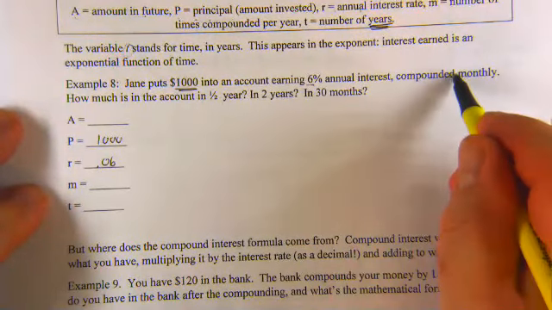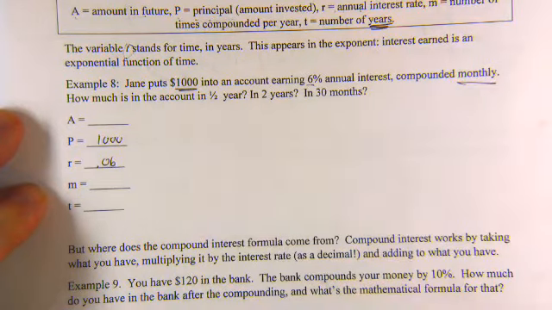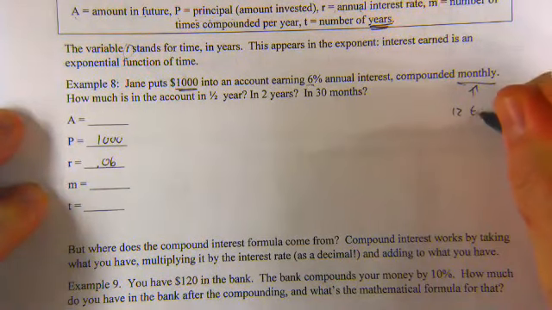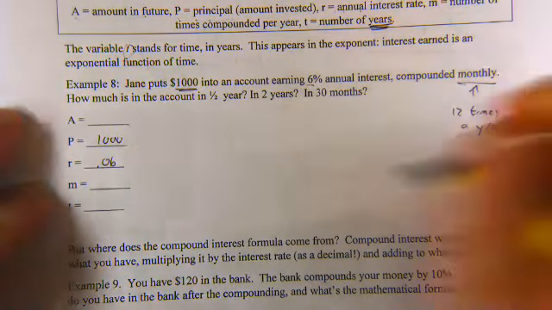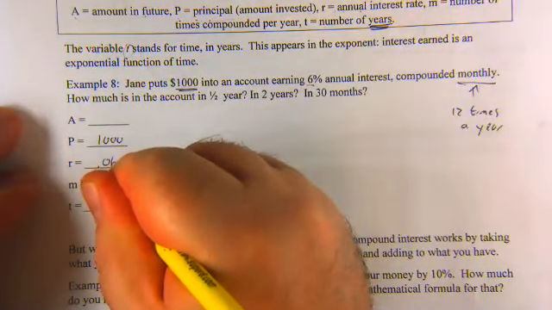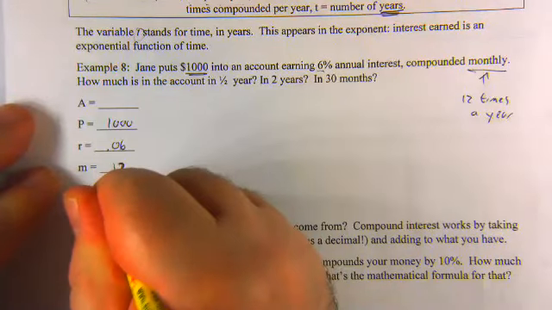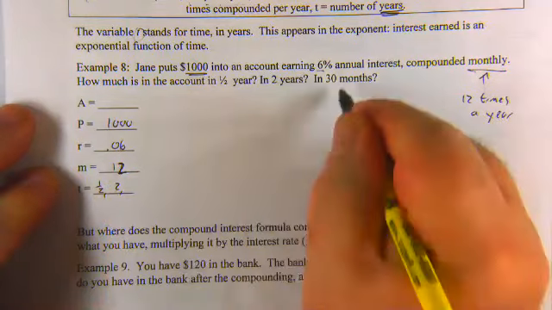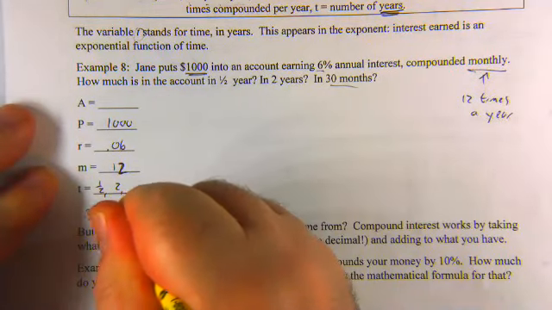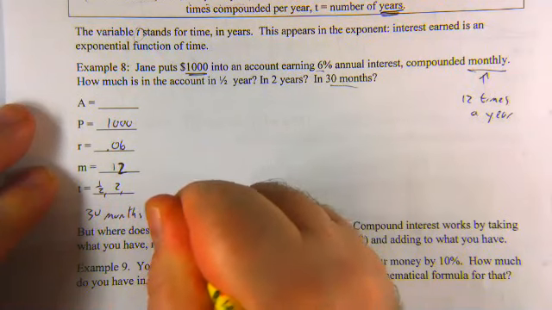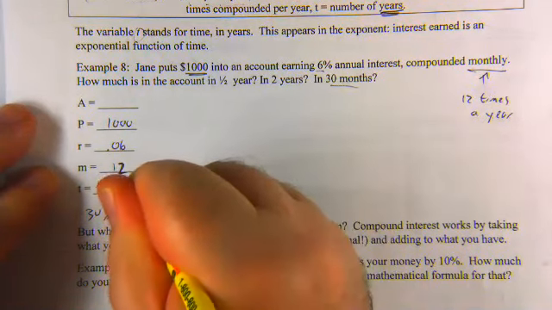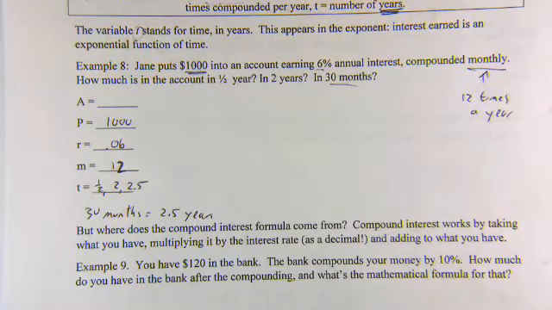m: how many times is interest compounded a year? It's compounded monthly, 12 times a year. So m is 12. If it was compounded weekly, then m would be 52. If it was compounded daily, m would be 365, what have you. And t, we're going to actually do 3 different times: a half year, 2 years, and then 30 months. That's 2.5 years, right? Because 24 months is 2 years, plus another 6 months, so 2.5 years.